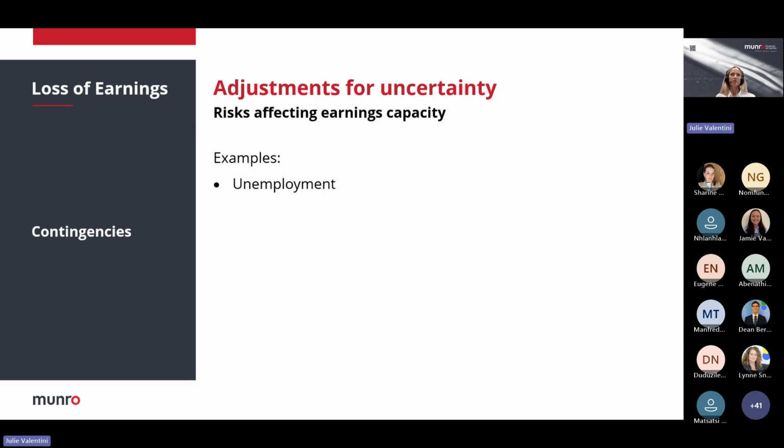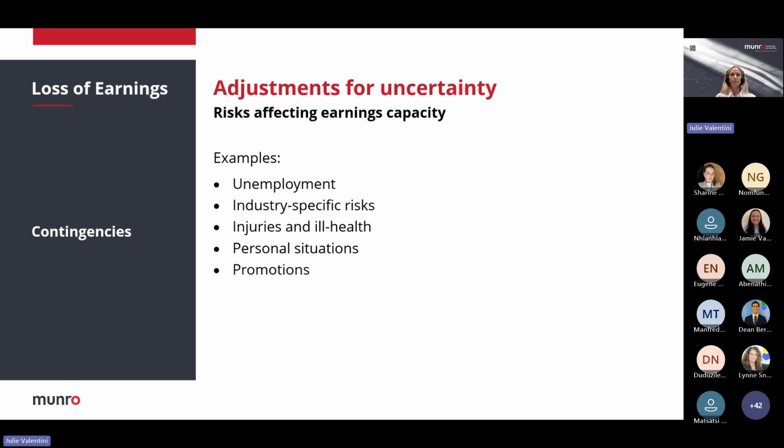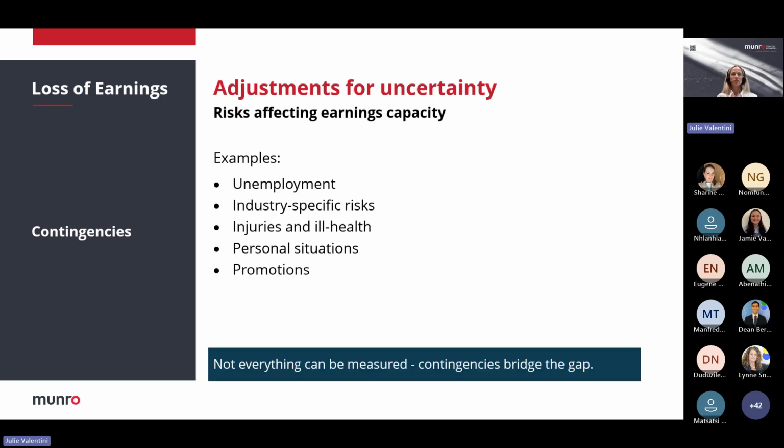Some examples of those are things like unemployment, industry-specific risks, injuries and ill health, personal situations that the claimant may have, promotions that could occur earlier or later than expected. So all of those mean that there is some uncertainty about the proposed earnings progression. And it is hard to quantify them in exact terms. So a general percentage adjustment is made to allow for this.